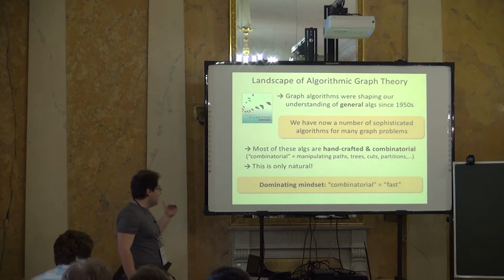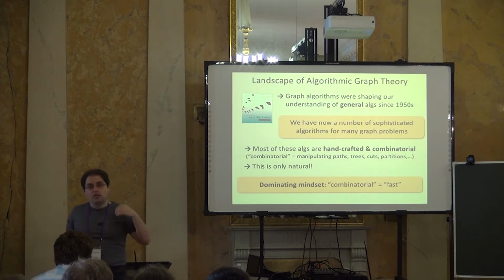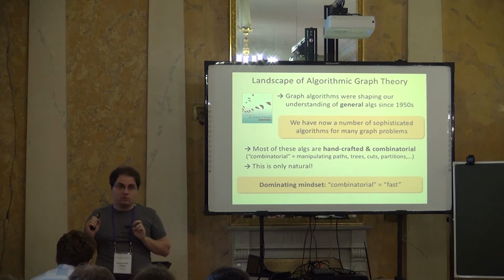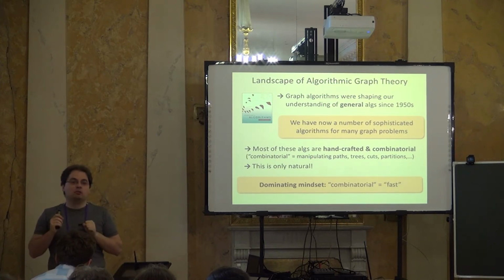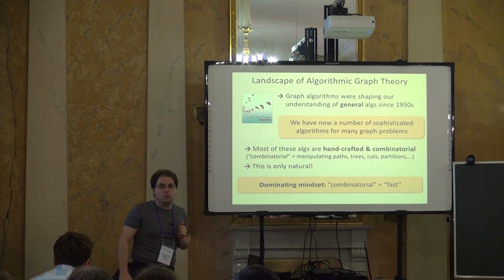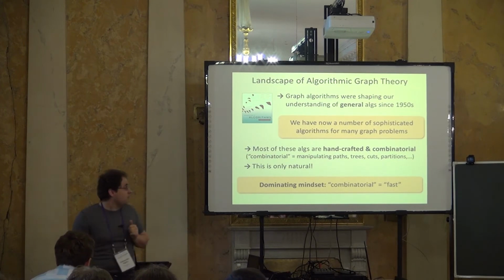And somehow the dominating mindset, even maybe 20 years ago in the paper, was that the word combinatorial was equivalent to fast. So somehow the only way to get fast graph algorithms was to make them combinatorial, and if you use combinatorial, it means it is fast. And somehow this was a very strong feeling that this should be the way to think about graph algorithms.